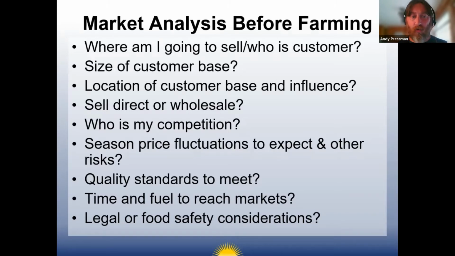So understanding two, quality standards, food safety standards, thinking about your time, your labor, and costs just to get to market.